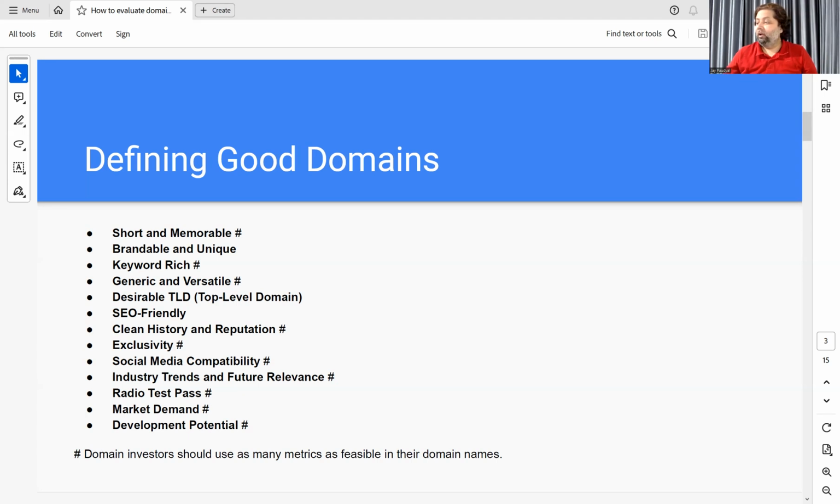Like in case of Gadmo, Gadmo passes the radio test because you can guess the spelling of Gadmo. Can you guess the spelling of Gadmo.com? Perfect. Can you guess the spelling of Ceciliaminic.com?